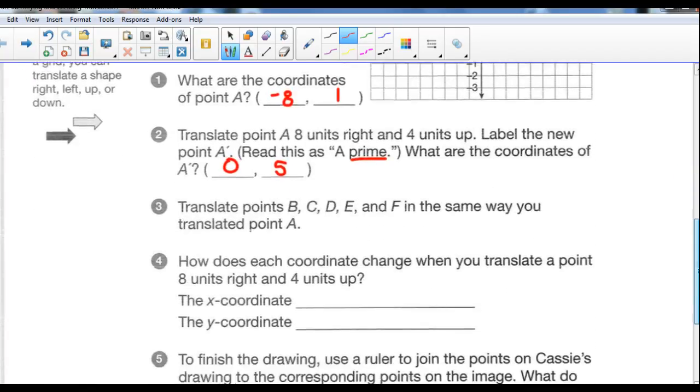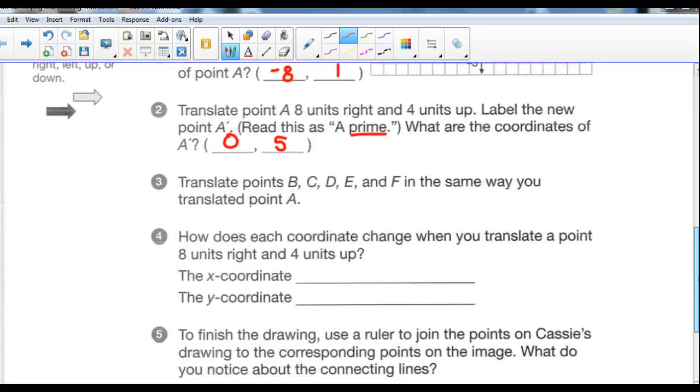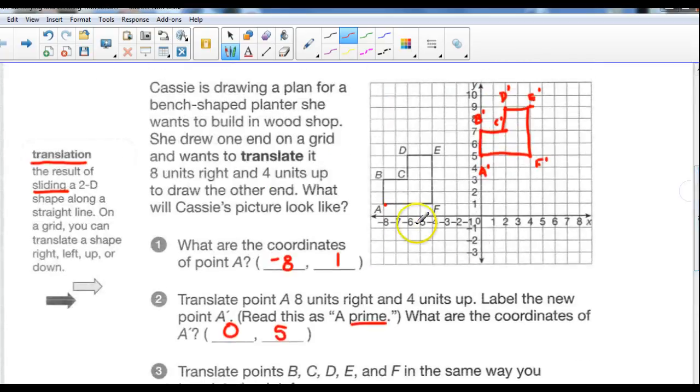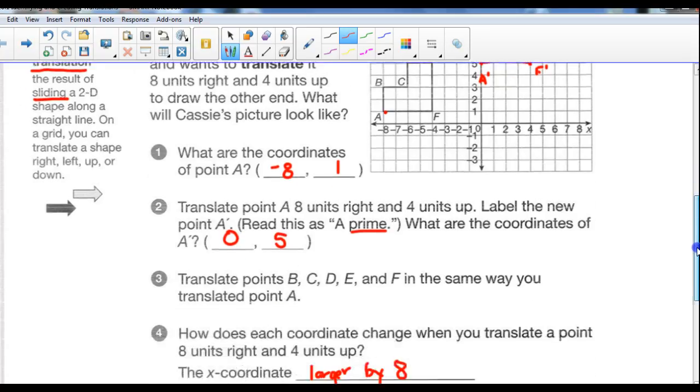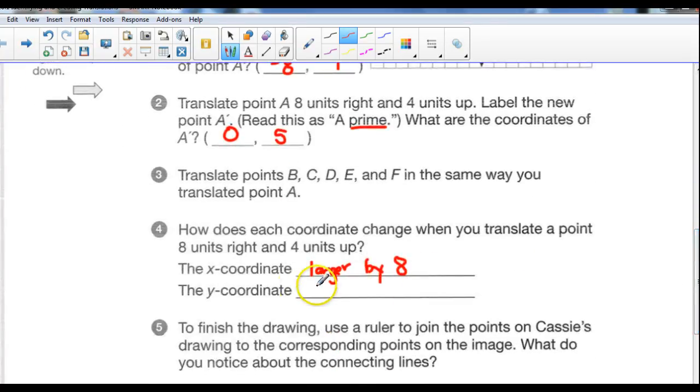Okay, so how does each coordinate change when you translate a point 8 units to the right and 4 units up? For the x coordinate, it gets larger by 8 units, okay, because we're going from a negative number over here to the right. We're increasing, okay, to positive. We're increasing by 8. And the y coordinate, it also gets larger because we're going up. It gets larger by 4. Okay, so it says finish the drawing using a ruler. Draw the corresponding points in. What do you notice about the connecting lines?